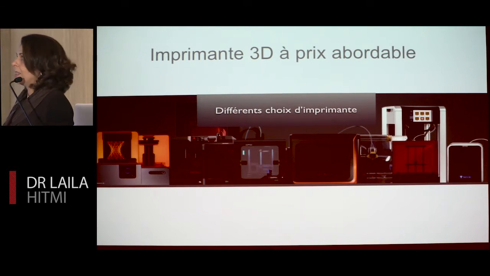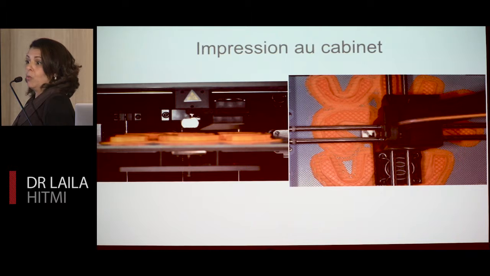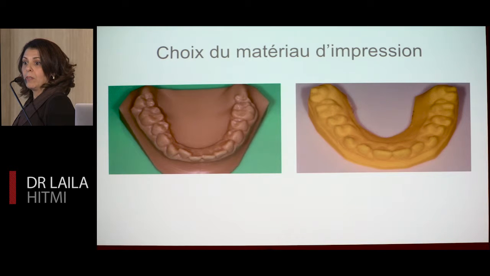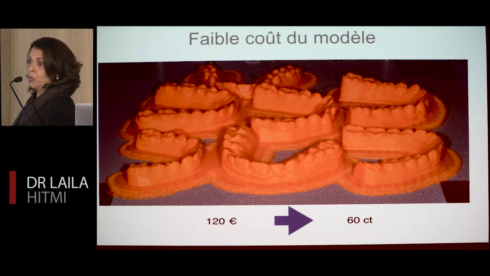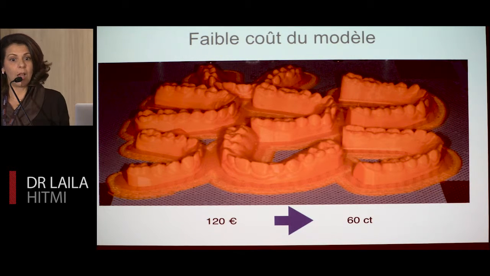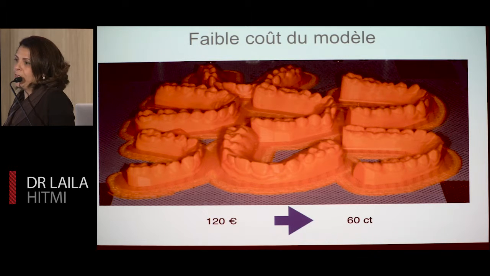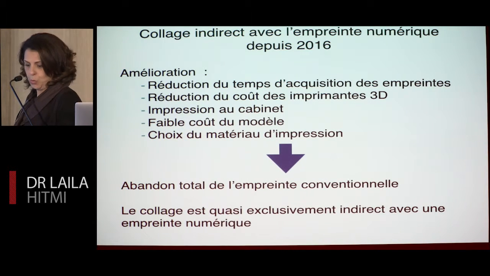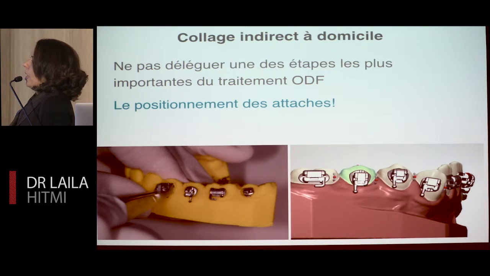Things have changed starting in 2015-16 maybe, when low-cost digital impression machines came on the market. The fact that we were able to print in our own office, the fact that new materials became available, no longer resin but other materials, and also the cost of the model went from 120 euros to 60 cents. And I said, okay, let's go for it. So I started focusing on this topic. I gave up traditional impressions. I started bonding from that very day because I finally had the answer to all my questions.